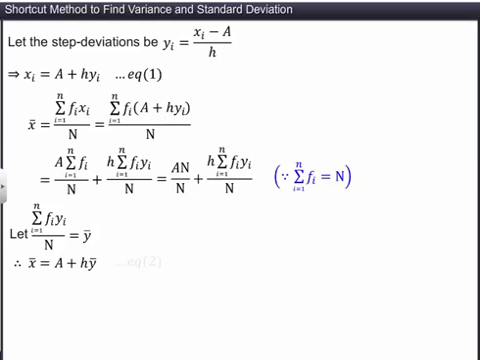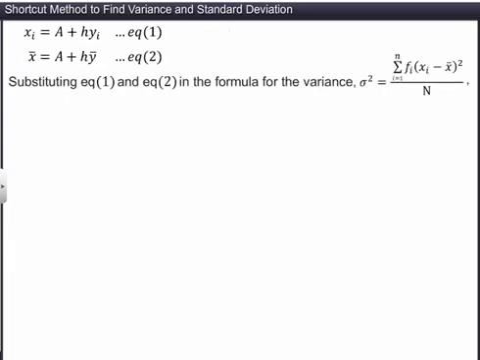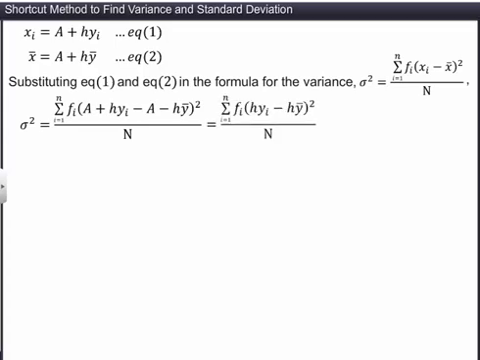Let's substitute equations 1 and 2 in the formula for variance. On simplification, we get the variance is equal to h squared divided by n multiplied by the sum of the products of fi and (yi minus y bar) whole squared.